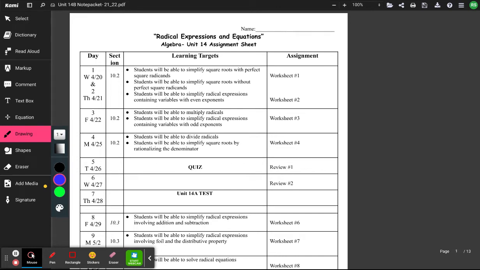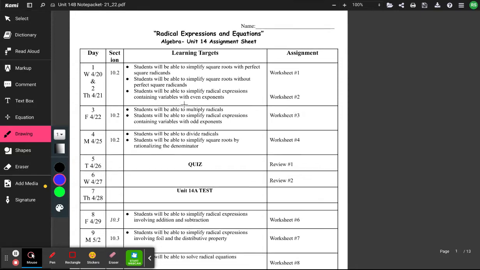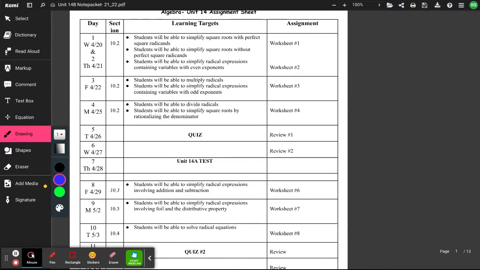All right, today will be our first lesson in Unit 14. We're going to be talking about radical expressions and equations in this unit. So we will start with simplifying radicals and talking about what those are. In Algebra 1, we're basically just going to be focused on working with square roots.